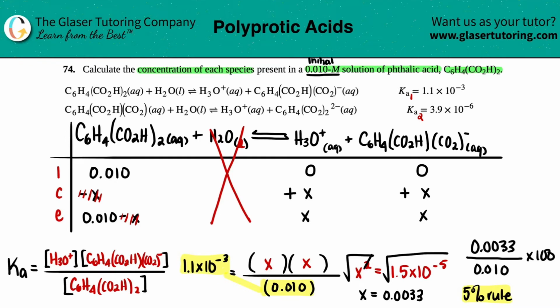It's 33%. Way above 5%, which means that we couldn't have stated that that change was negligible. So let's go back. So basically we failed. We failed the 5% rule. Chances more than not you will pass the 5% rule, and then you can just continue with that X value.